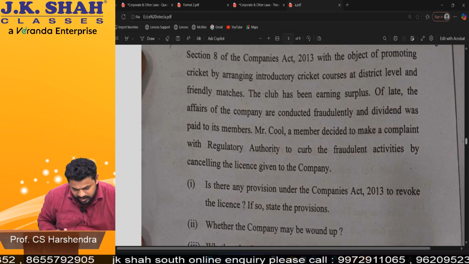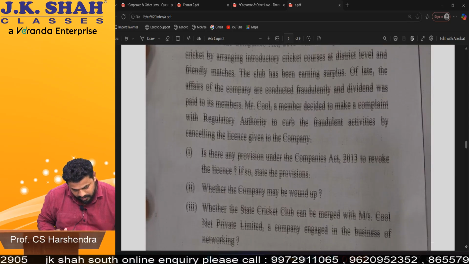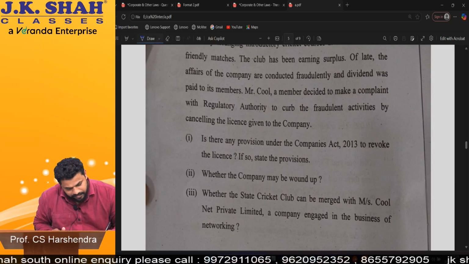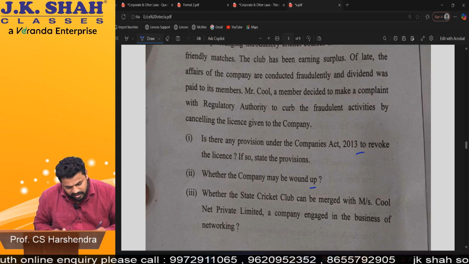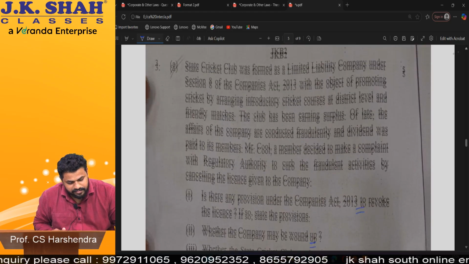See, State Cricket Club. Same question. Is there any provision under the Act to revoke the license? Can the company be wound up? Can this company be merged with Net Private Limited, networking? How many marks? Clear?